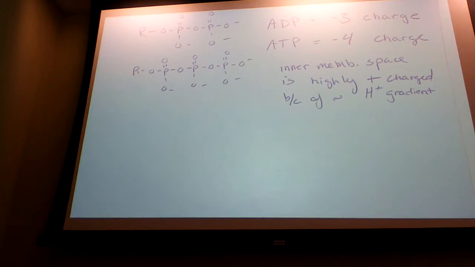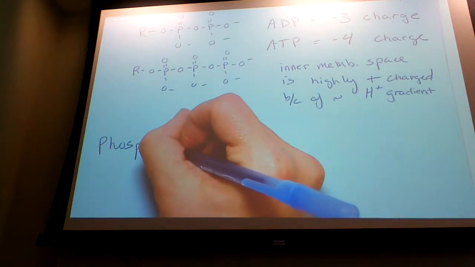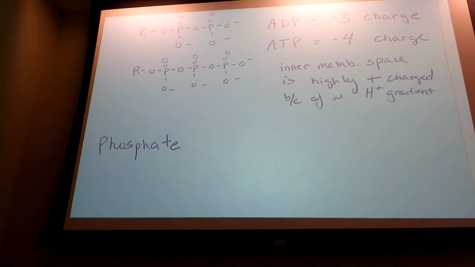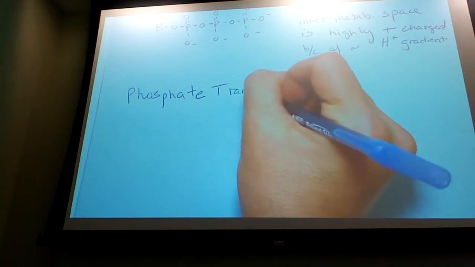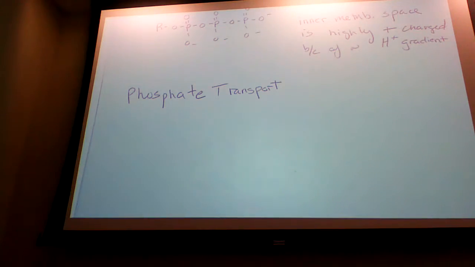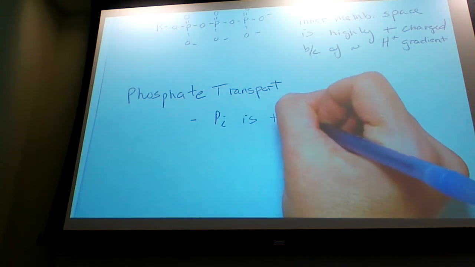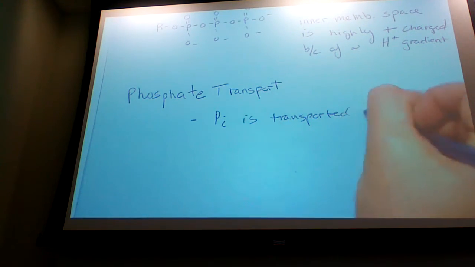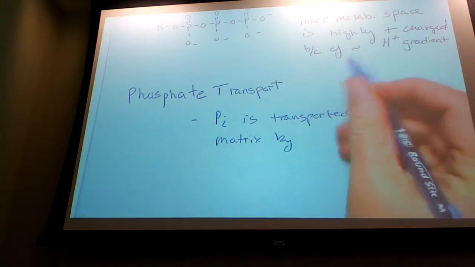Okay, but yeah, that's going to get our ADP into the matrix, so we can turn it into ATP, and then we'll ship it right back out again. Okay, to make ATP, you need ADP, but you also need phosphate. So this is transported into the matrix by a carrier protein.